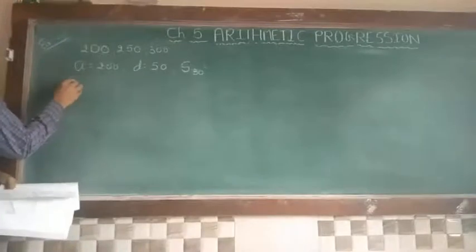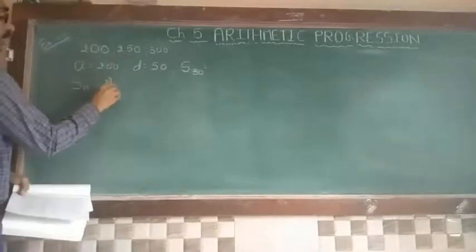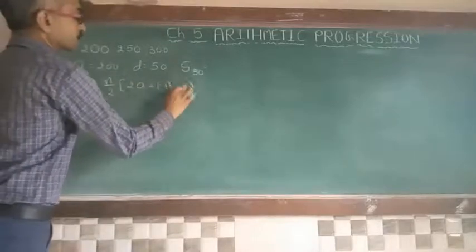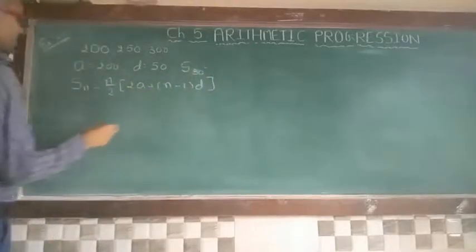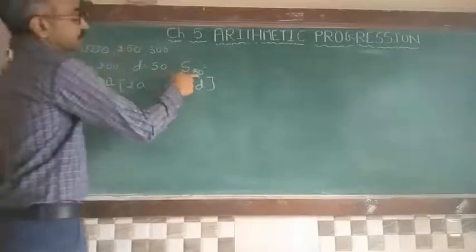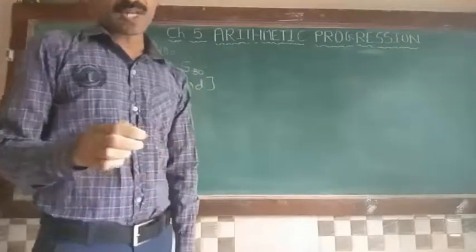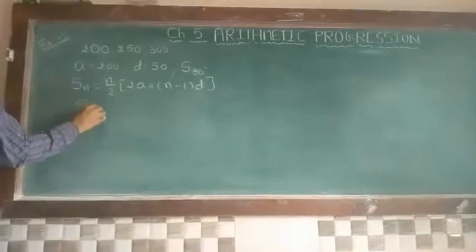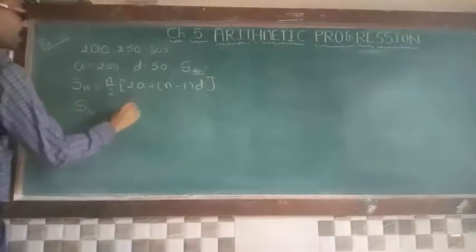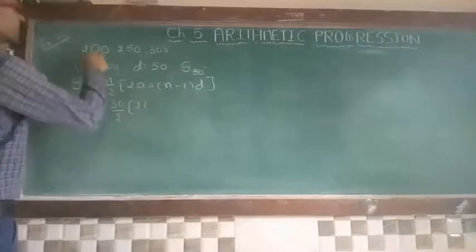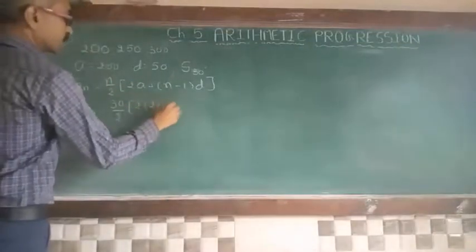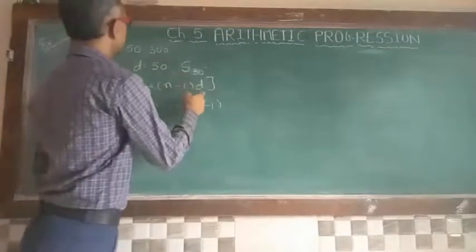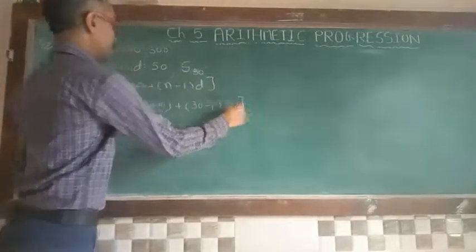Now see, S_n is equal to n by 2 into twice a plus (n minus 1) into d. Now you have to find S_30 because the contractor has to pay for the 30 days. That means S_30 is equal to 30 divided by 2 into your first term 200 plus n, n is your 30 minus 1, and d is absolutely 15.